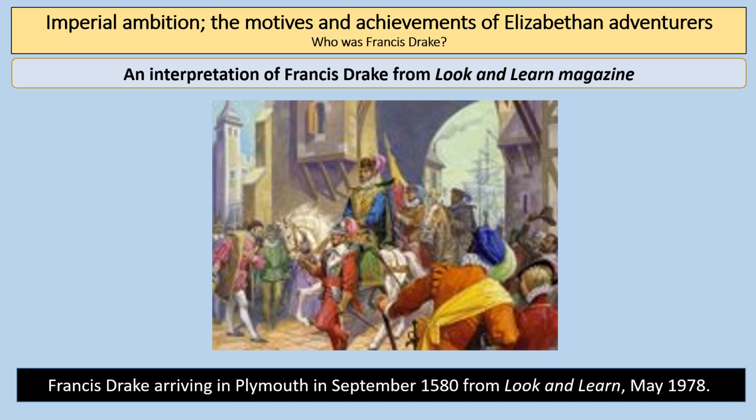Now this historical interpretation of Francis Drake from Look and Learn magazine very much shows you the idea of Francis Drake arriving in Plymouth in September 1580 and suggests that Francis Drake was this sort of very heroic figure, and certainly in Victorian times in the early 20th century, he was certainly regarded like that in English history.